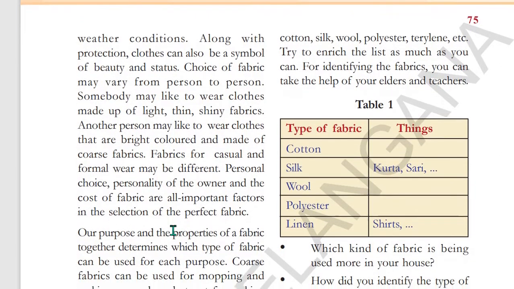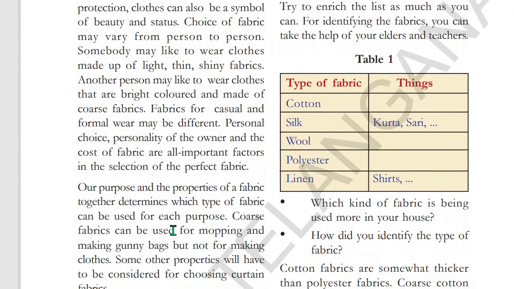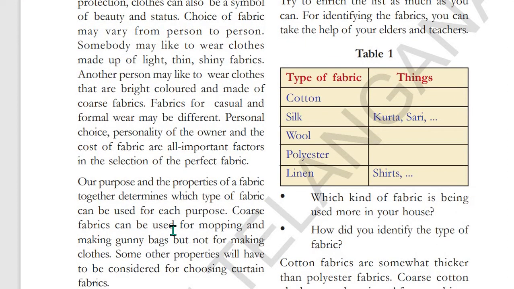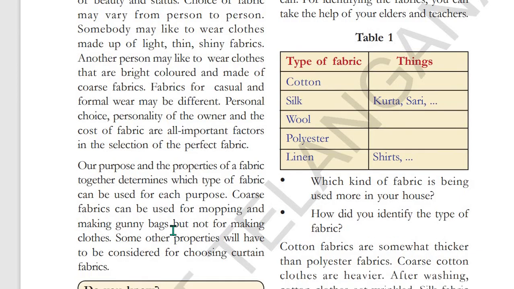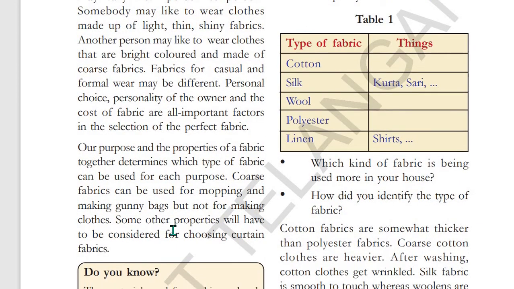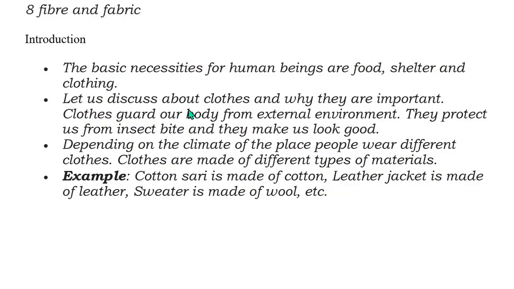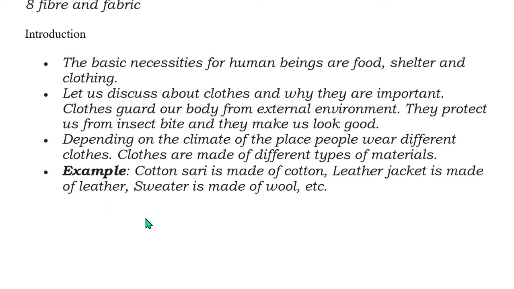To know the differences between them, you can touch the fabric and feel the differences. Cotton is thicker than polyester, coarse cottons are heavier, silk is smooth to touch, and woolens are heavier than silk. So that was the introduction to fiber and fabric. Cotton sarees are made of cotton, leather jackets from leather, sweaters from wool, etc. And it's a basic necessity.